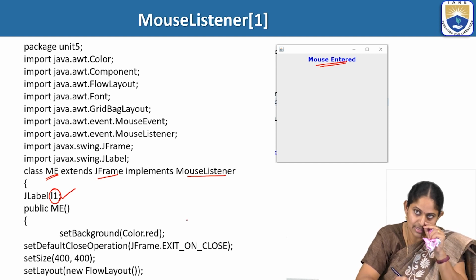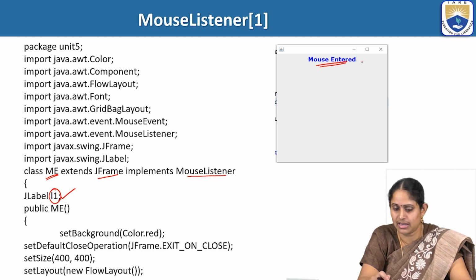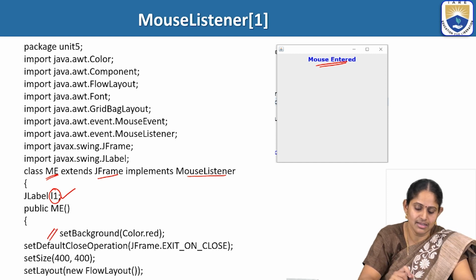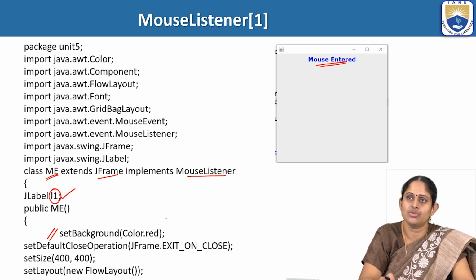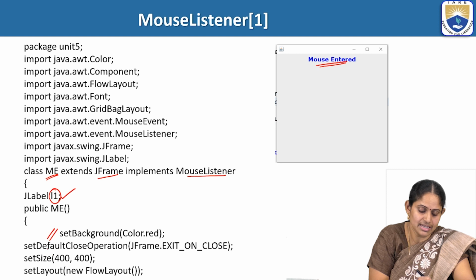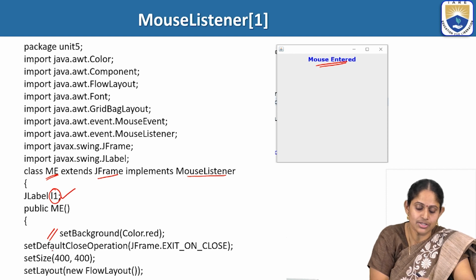So we are setting the background color as red, which is not shown here. This has to be put in a comment line. Since it is not red, this window is making use of the default color. This statement has to be a comment line. And when we close this window, we are setting what happens on close.